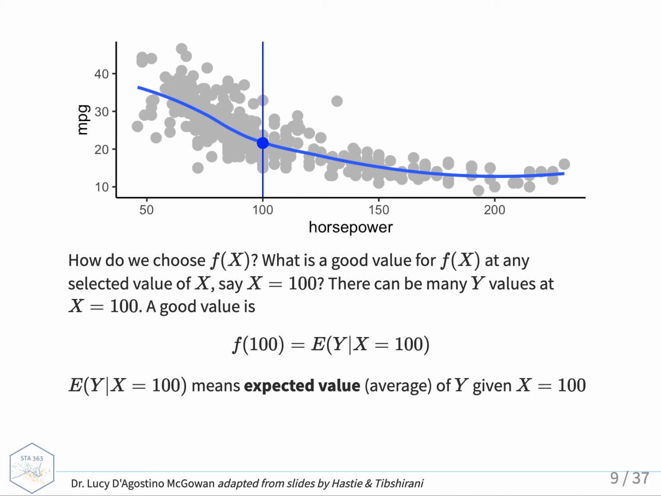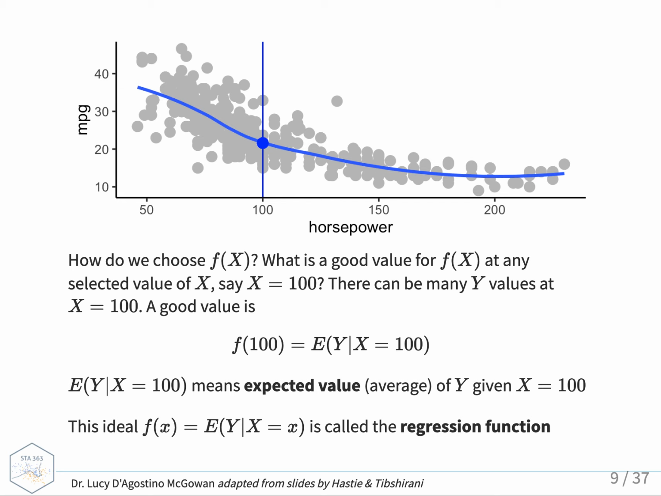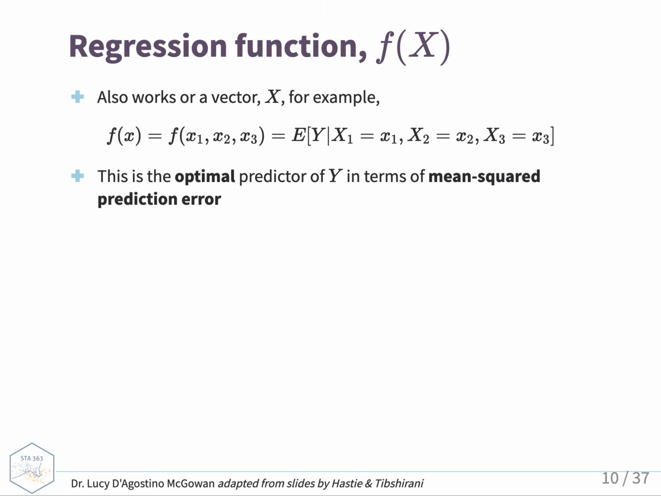And so the expected value, or the average of y given that x equals 100, or given that horsepower is 100, is called a regression function. This ideal f of x, this expected value of y given x, that's the regression function. This also works over a vector of x. For example, I could have the expected value given x1 equals little x1, x2 equals little x2, and x3 equals little x3.